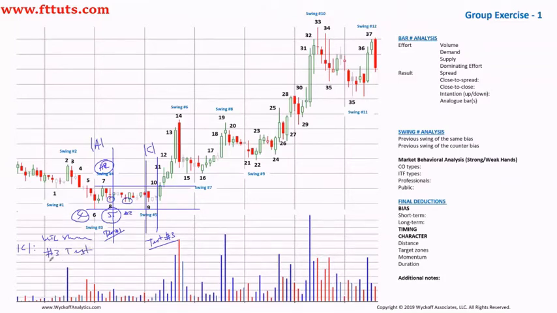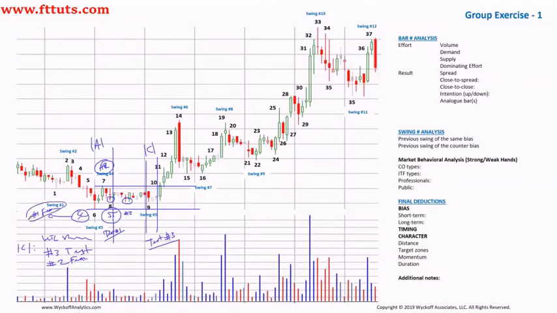Then what else do we usually talk about to identify phase C? How about the point of fear? Oh yeah, that'd be their second point of fear. Yes, second point of fear. So where is the first point of fear, Rick? First point of fear is in the selling climax at 6. Absolutely. So this is our first point of fear.